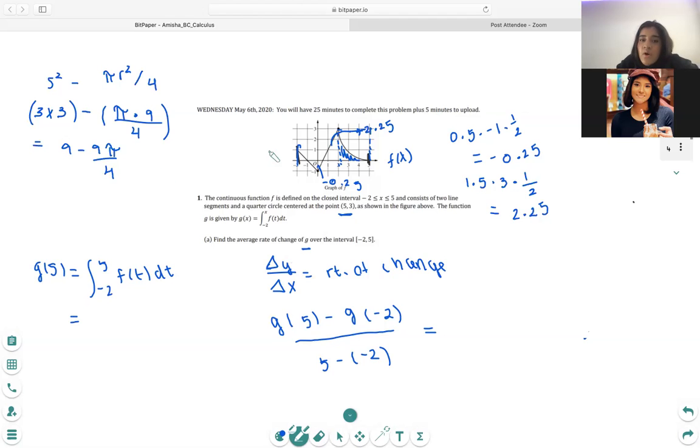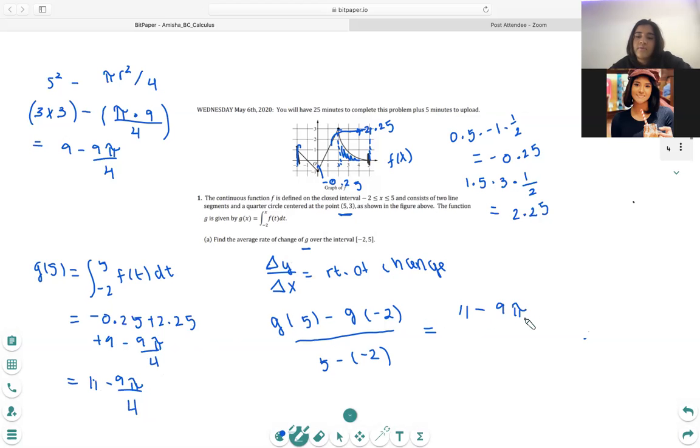So to find the area of this whole interval, we just add all our areas: -0.25 plus 2.25 plus 9 minus 9 pi over 4. And so on the AP exam, we don't need to do decimals, so we can just leave it in this format with pi in it. So we get 2 plus 9, 11 minus 9 pi over 4. That is our value from there for g of 5. 11 minus 9 pi over 4 minus g of -2.